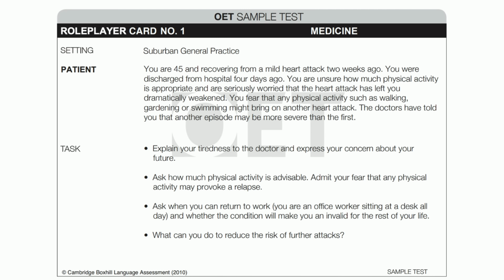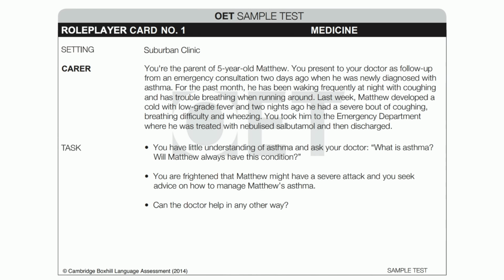It's going to elicit all sorts of language from you. Then you get another one. So again, a different one, a different setting, a different scenario, different tasks, 2 to 3 minutes to prepare for this one, 5 minutes to do the role play, and that's that. Cool. So that's a very quick overview of what is quite a complicated English language test.